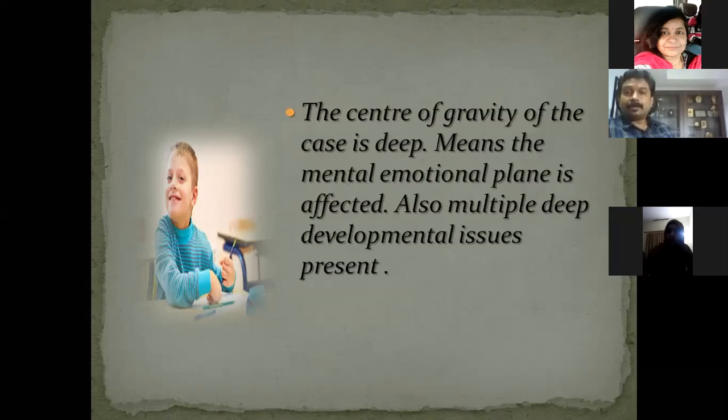Also, in the autism spectrum cases, the center of gravity of the case is deep. Hope you are all familiar with the center of gravity concept, where the core of the issue in a case resides. That is what is meant by the center of gravity of the case. You all know that the human constitution is made up of three different areas. The mental plane, which is the deepest one, then the emotional plane, and then the physical plane. So in most of these autism cases, since it is a neurodevelopmental disorder, the problem lies in the mental emotional plane.